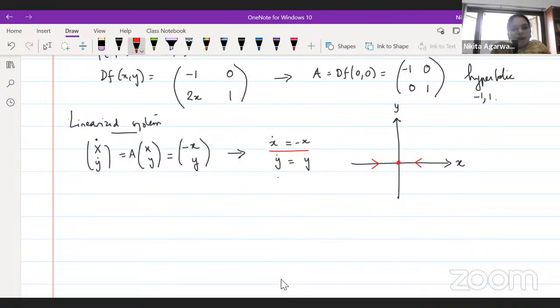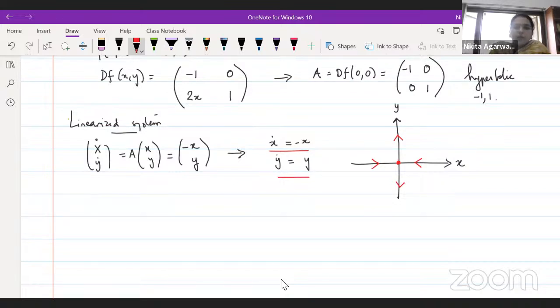Now focus on the y coordinate. If x is 0 and you are on the y-axis, if y is positive, then y dot is positive, and therefore y increases as t increases. So the arrow is telling you the direction as t increases, okay? And similarly, when y is negative, y dot is negative, so y is decreasing as t increases, right?